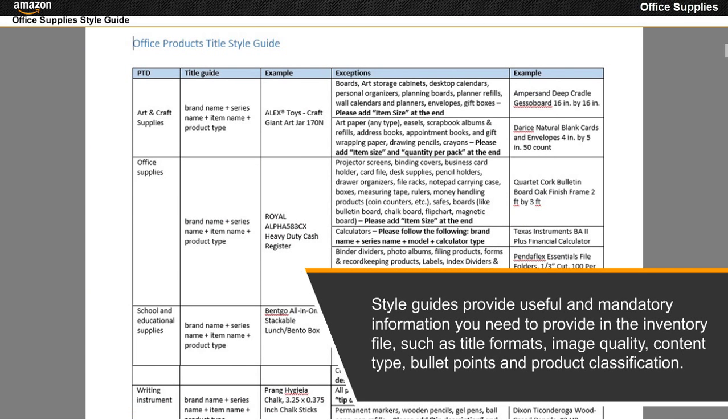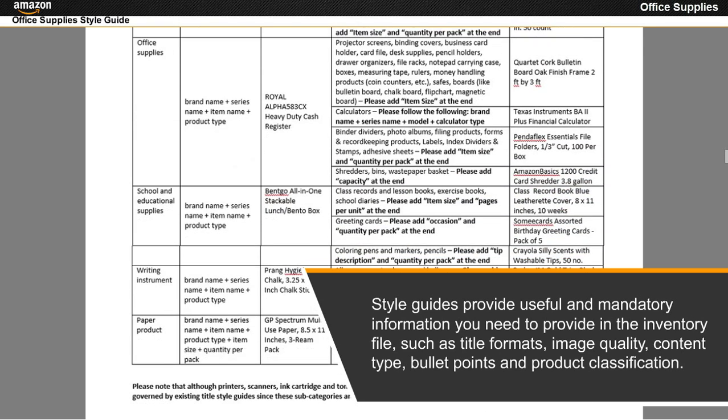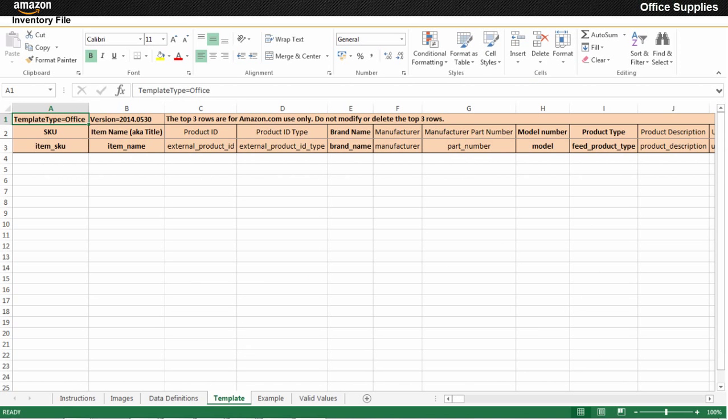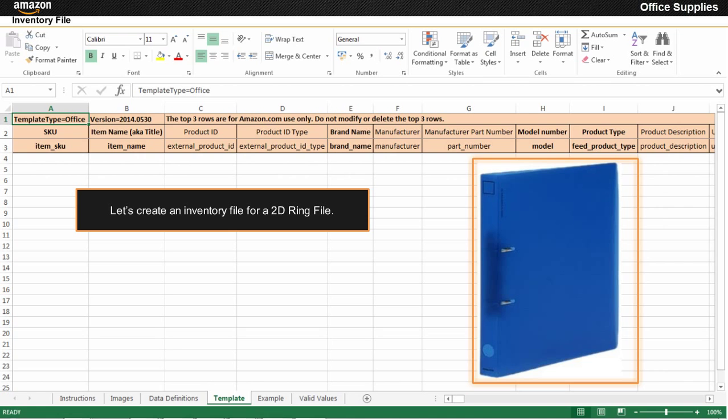Style guides provide useful and mandatory information you need to provide in the inventory file, such as title formats, image quality, content type, bullet points and product classification. Now that you are aware of the various sheets of the inventory file and the office supplies style guide, let's create an inventory file for a 2D ring file.